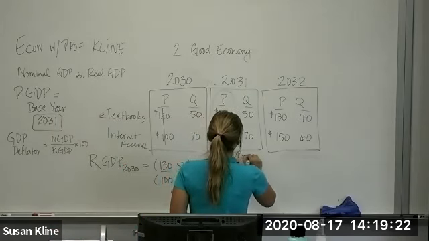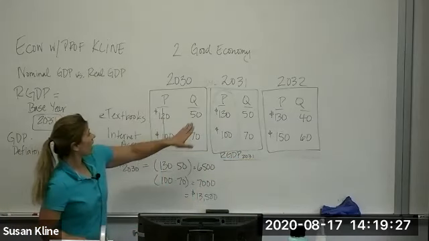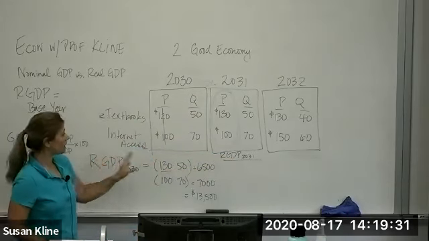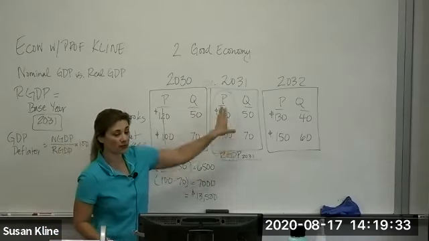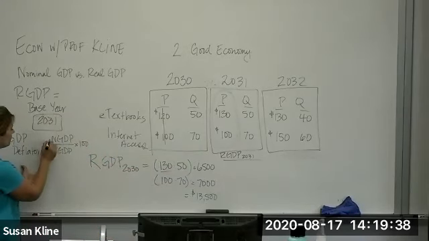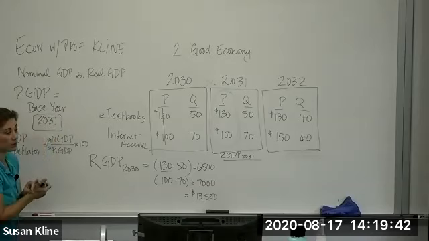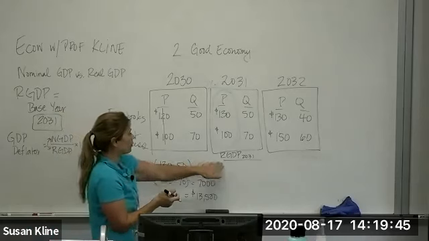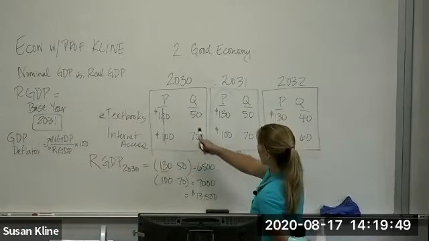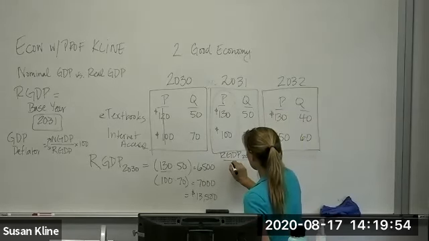Real GDP for 2031, well, we already calculated nominal GDP. The base year, nominal and real will always be the same, right? In the base year, whatever we choose for the base year, that is when the GDP deflator will be 100 because these two will be equal. Why? Because that's the definition. We're defining real GDP based upon what our base year is, right? So it's going to be equal to what our nominal GDP was. It also happens to be equal because I wanted to illustrate a point here.